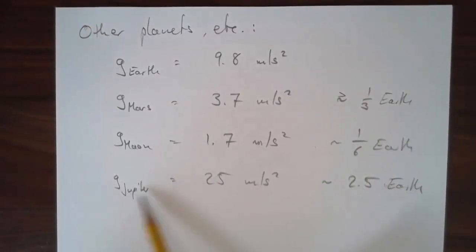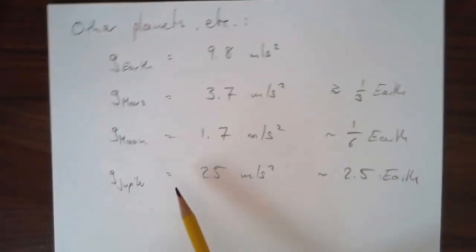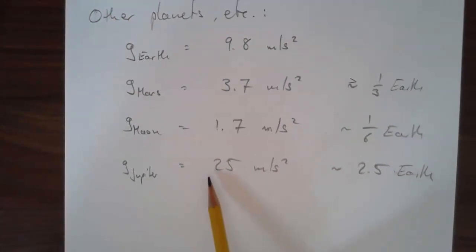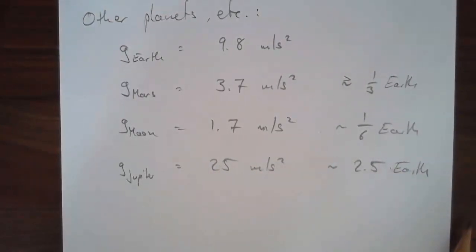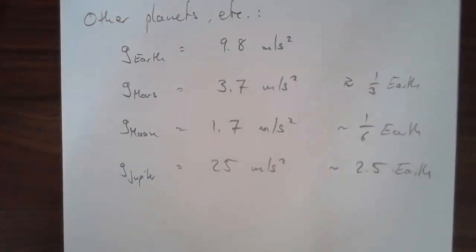Jupiter, on the other hand, if you go to the surface of Jupiter, the surface is a bit fuzzy because it's a gas planet, but it still has a more or less well-defined surface. The acceleration due to gravity there is about 25 meters per second squared, so about 2.5 times Earth's gravity, so it's extremely strong, probably a very unpleasant place to be for a significant amount of time.